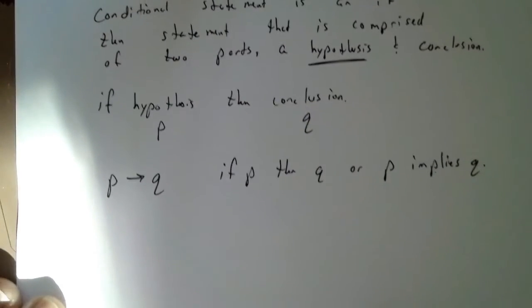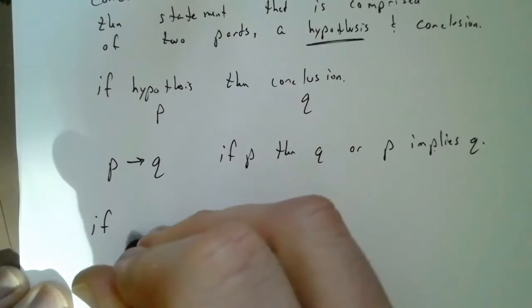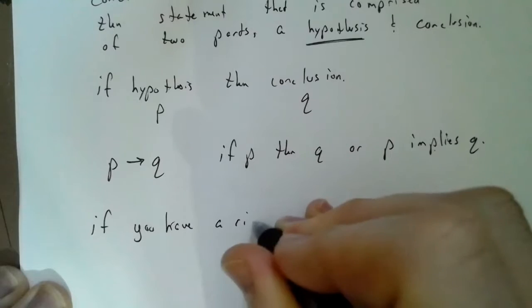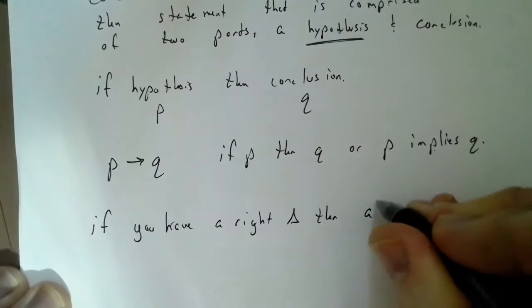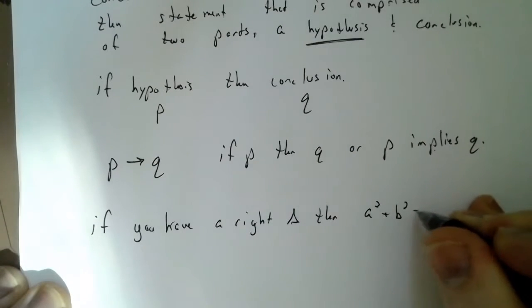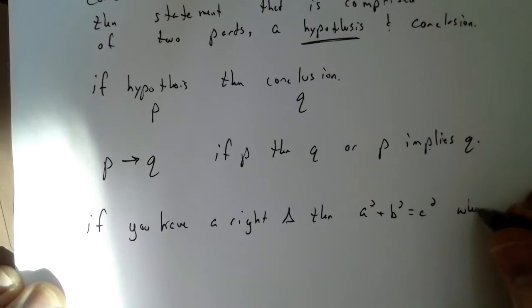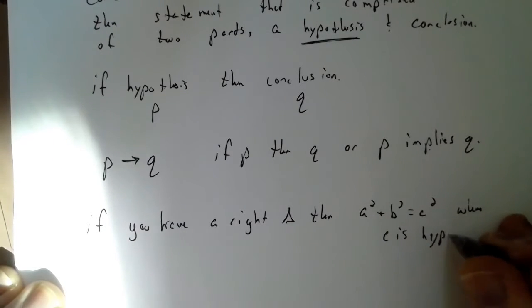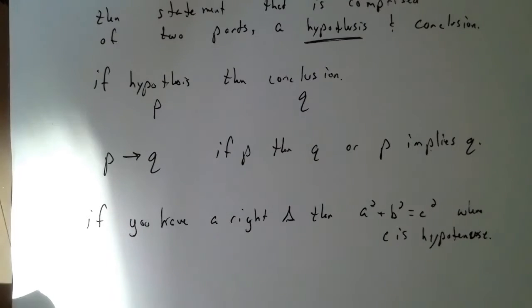Okay? So again, back to our idea here, the Pythagorean theorem. If you have a right triangle, then a squared plus b squared equals c squared, where c is the hypotenuse. Okay, so that's the Pythagorean theorem, a little bit abbreviated.